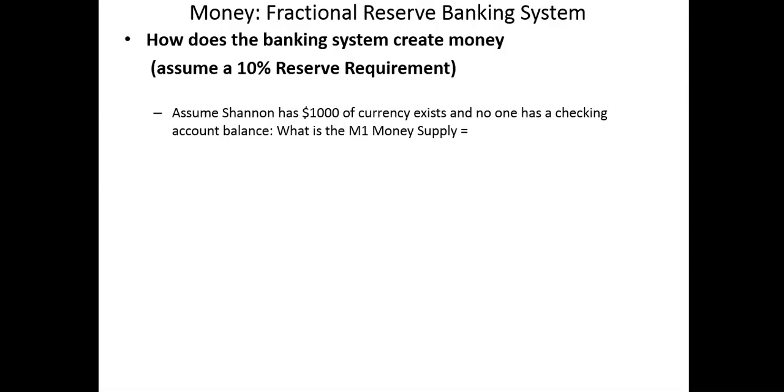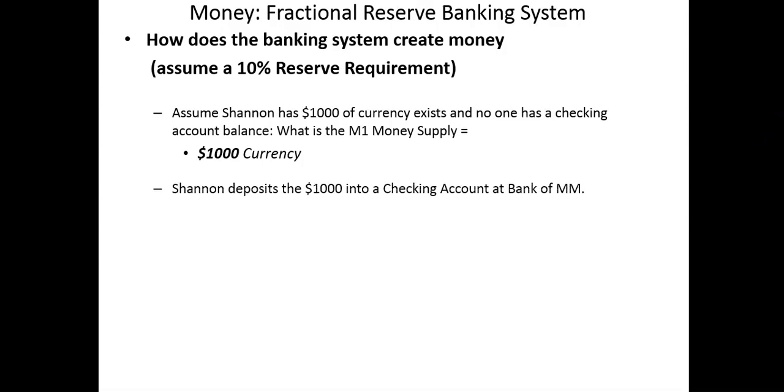So the M1 money supply, from the part one lecture slides, is literally that $1,000 of currency. Okay. But she doesn't want to hold on to it, right? She doesn't need to use it right now. So let's say she puts it into the Bank of MM. I think I got those initials. So she puts that $1,000 in the Bank of MM, and she still has it, right? She's got her debit card. She can still buy stuff with that. But now it's in the form of a checking account.